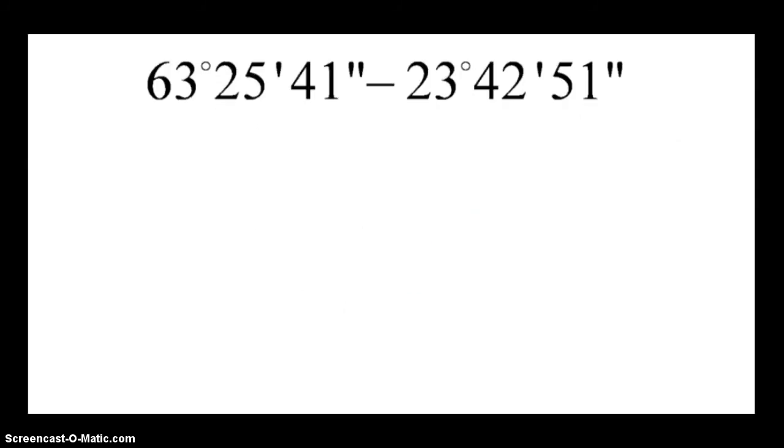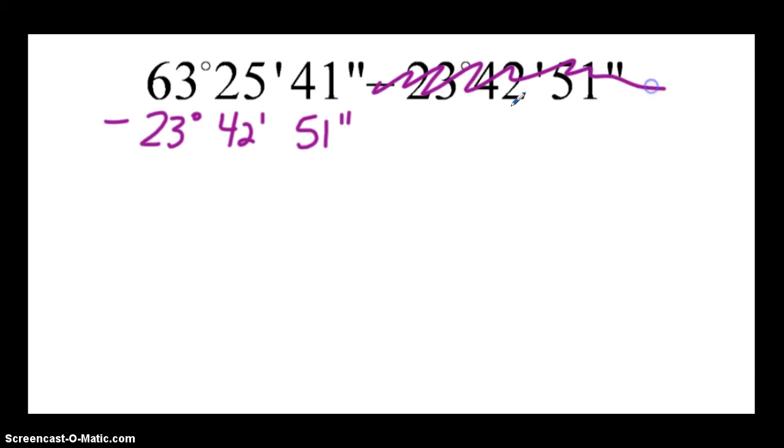Alright, now let's do a subtraction. So we're going to set it up the same way, lining up our units, okay? 23 degrees, 42 minutes, 51 seconds. And this is a subtraction. Okay, now this one's a little tricky because we cannot have a negative angle measure.